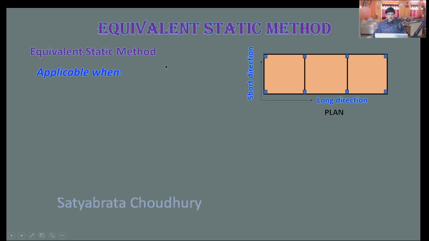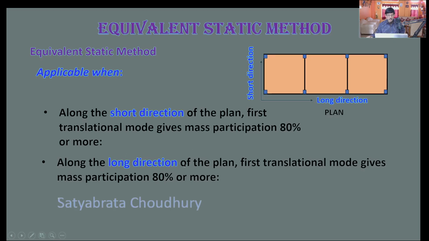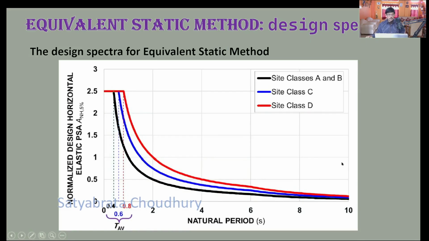The equivalent static method, the first method of seismic analysis of the present code, is applicable when along the short direction of the plan, the first translational mode gives mass participation of 80% or more. So this is the conditional applicability of the equivalent static method. Similarly, along the long direction of the plan, the first translational mode gives mass participation of 80% or more. So these two conditions are required to be satisfied so that you can use the equivalent static method. Otherwise, you have to go to the other two methods.